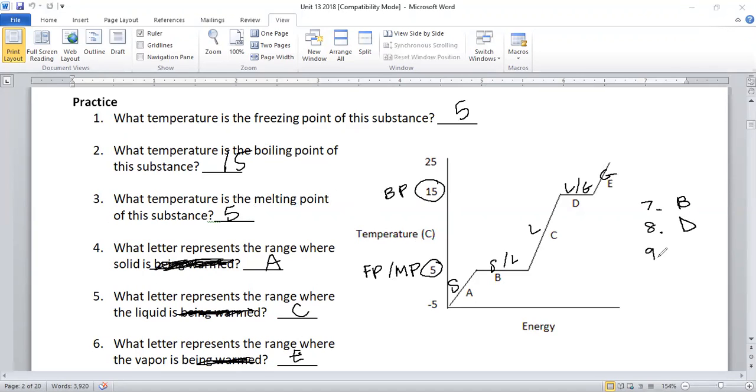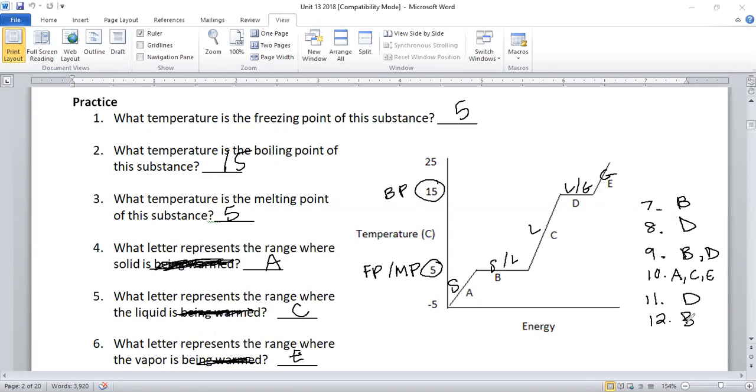Number 8. Which letter shows vaporization of a liquid? D. Number 9. Which letter shows potential energy changing? B and D, the flat lines. Where is kinetic energy changing? All the slanted lines. Number 11, condensation is the second flat line. And crystallization is another way of saying freezing, so that is letter B. Okay, those are the answers.